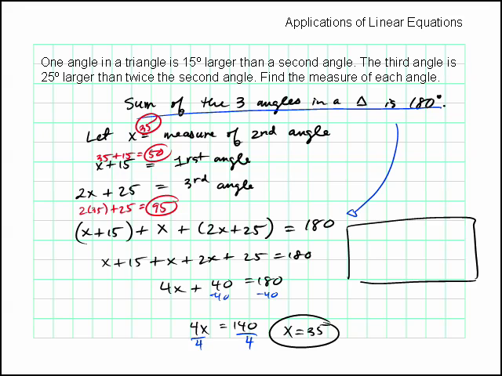Let me fix that. The angles measure 50 degrees is the first angle, 35 degrees is the second angle, and 95 degrees is the third angle. And a quick check, if you add all 3 of those angles up, they should add up to 180. If they didn't, then we would have done something wrong. We'd have to go back and fix it. All right, that's the end of the lesson for our applications of linear equations.